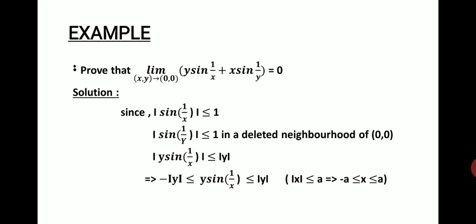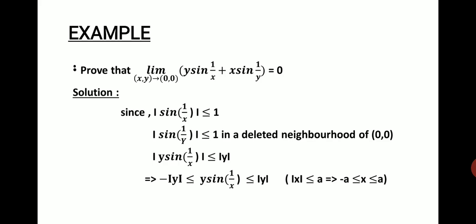For example, the limit of y sin 1 upon x plus x sin 1 upon y is equal to 0 as xy tends to 0 0. Since mod sin 1 upon x is less than or equal to 1, trigonometric functions like sin x and cos x are bounded, which means mod sin theta is less than or equal to 1. Mod sin 1 upon y is less than or equal to 1 in a deleted neighborhood of the point 0 0. So multiply by mod y to mod sin 1 upon x less than or equal to 1. So we get mod y mod sin 1 upon x less than or equal to mod y.